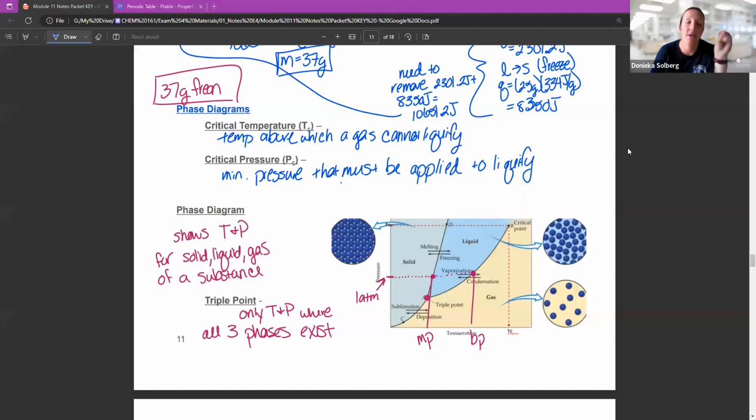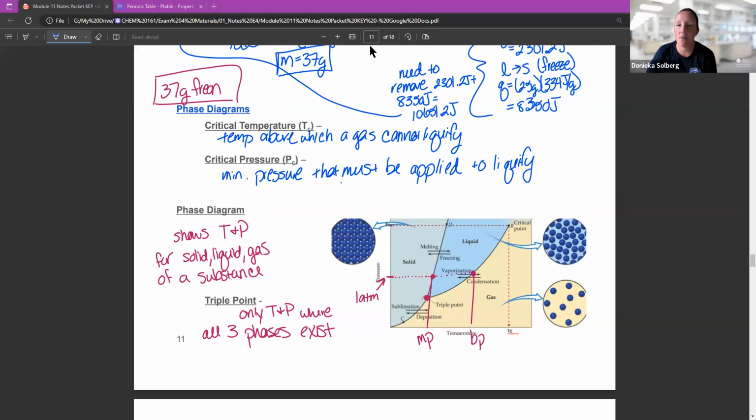Now, what we just talked about were heating and cooling curves, and now I'm going to talk about phase diagrams, which are different and give you different pieces of information. So make sure that you can keep them separate. A heating and cooling curve tells you the energy for heating and cooling. A phase diagram tells you specifically about phases at different temperatures and pressures.